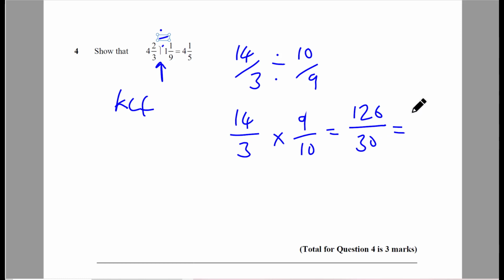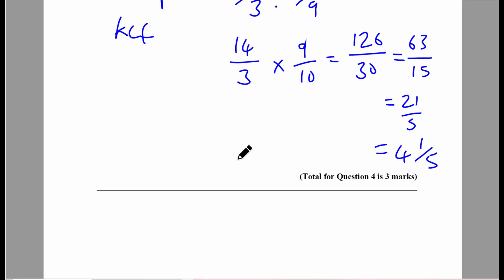So let's just halve that first. Let's get 63 over 15. Now, 6 add 3 equals 9 and 1 add 5 equals 6, so these numbers are divisible by 3. That's 21 over 5, and then you can see that equals 4 and 1/5. That's all you need to do for this type of question, which is just to show that. Don't get confused, just work it out and you've shown it.